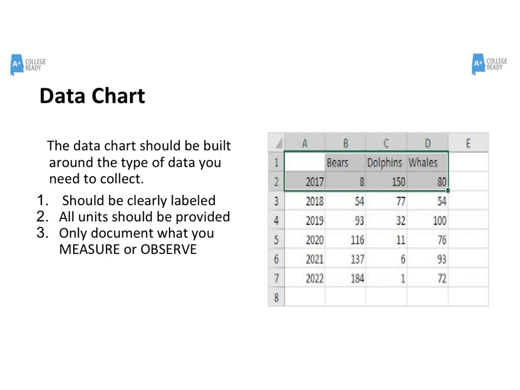A data chart should be built around the type of data you need to collect. It should be clearly labeled, and all units should be provided. You should only document what you observe or measure. That is data. Only data goes in a data chart. Analysis of the data should be done somewhere else in your lab report, maybe under analysis, but a manipulation of data should not be done in a data chart. Only what you observe or measure in the laboratory.